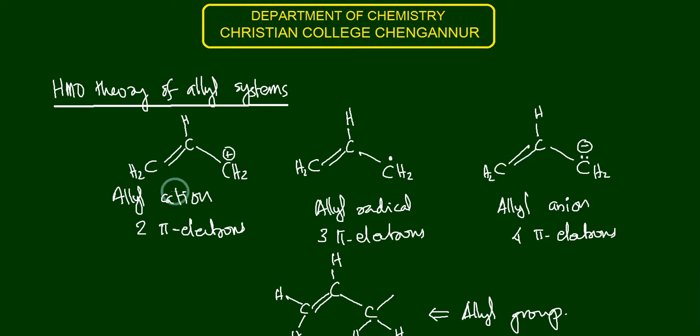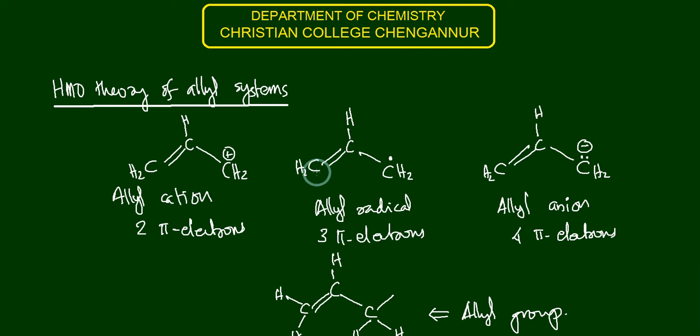You can see that the allyl cation is CH2 double bond CH, CH2 plus. Okay, you have a positive charge here, that's why it is called allyl cation. And how many pi electrons are there? It has 2 pi electrons. One pi electron is contributed by this carbon, and another pi electron is contributed by this carbon. Okay, the p z orbitals of these two carbons have one electron each, and this bond makes the pi bond, and there are no electrons like this in this carbon. Okay, so totally there are only 2 pi electrons.